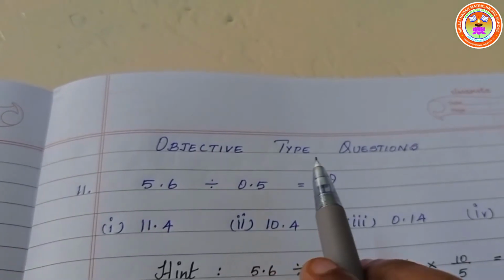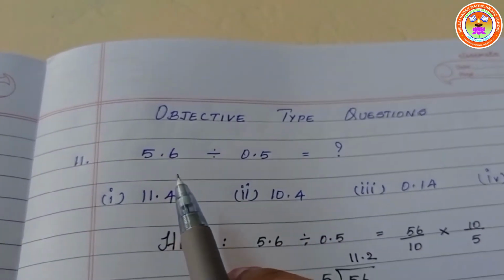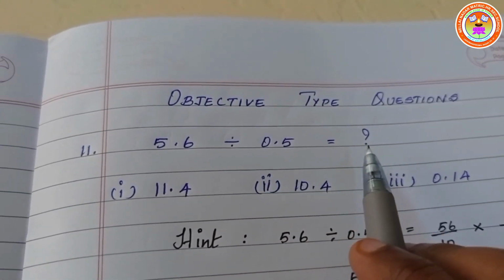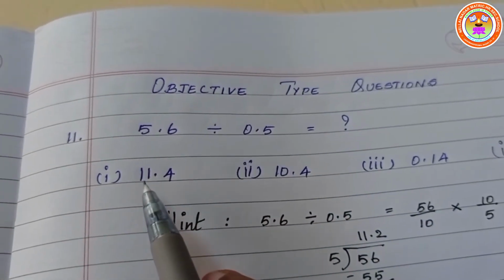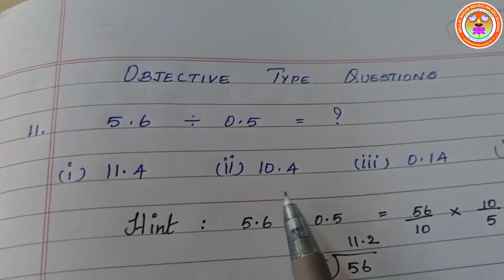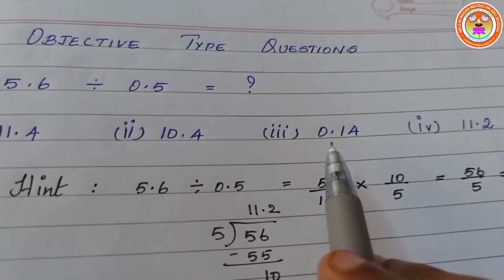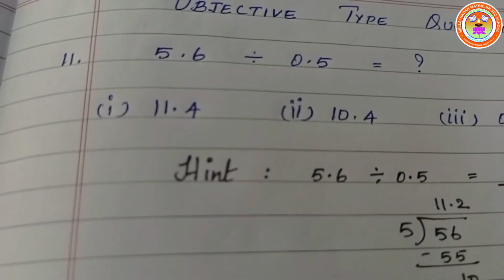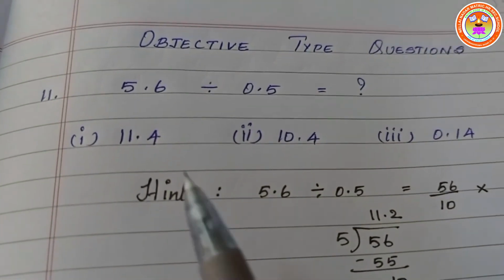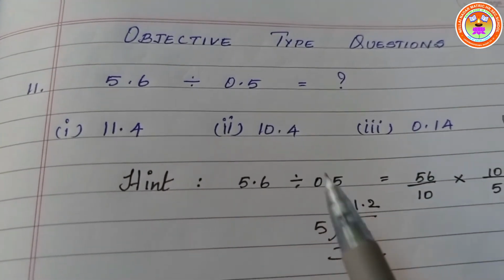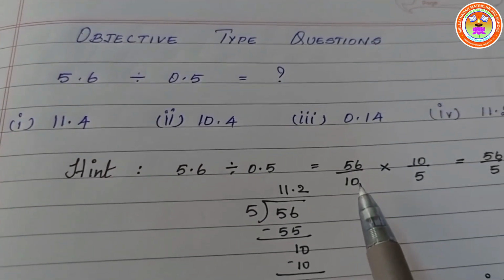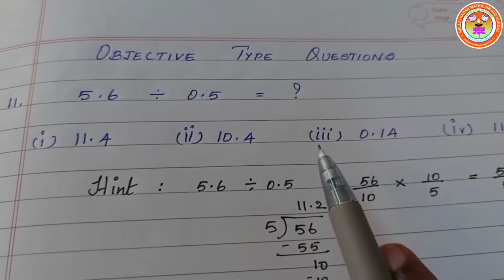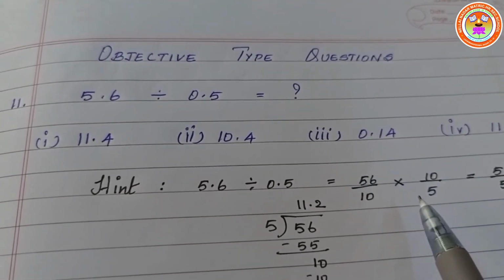Next one, objective type questions. Question number 11. 5.6 divided by 0.5 is equal to how much? The options are 1) 11.4, 2) 10.4, 3) 0.14, 4) 11.2. So, we are going to convert the decimal numbers into fractions. So, 5.6 is written as 56 by 10 and 0.5 can be written as 5 by 10.